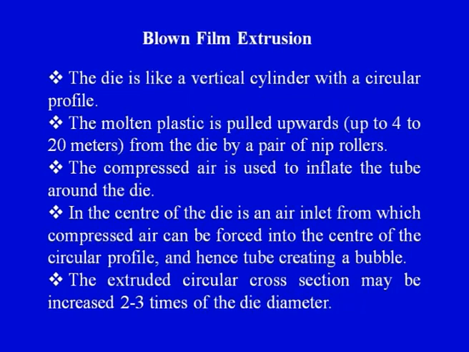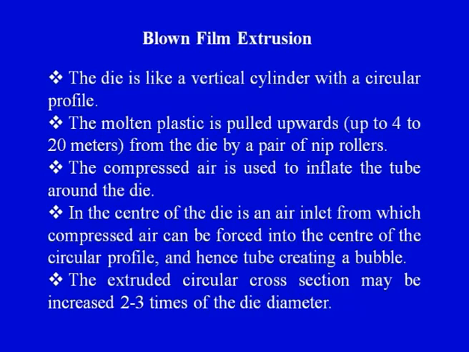So the molten plastic is pulled upward, and how is it pulled upward from the die? With the help of nip rollers. Now what are nip rollers? That we will see with the help of a diagram. So the molten plastic is pulled upward through this die with the help of the nip rollers. The compressed air is used to inflate the tube around the die, as in the case of blow molding, which we would be seeing at a later stage. So we have a die and a plastic tube would be inflated.